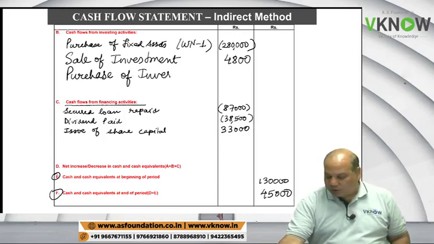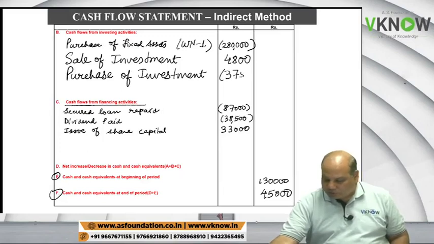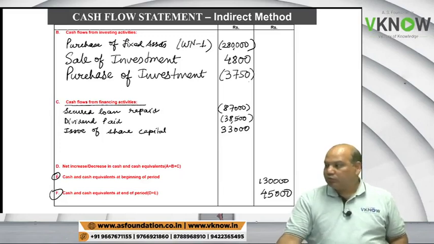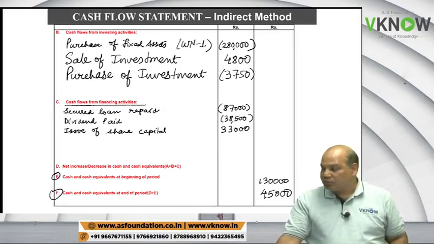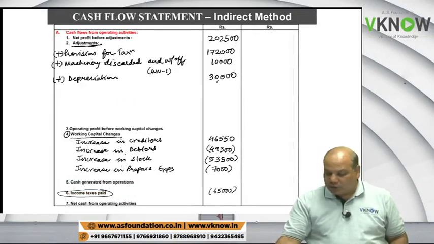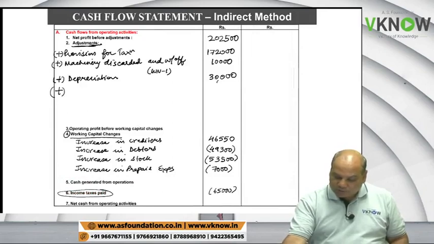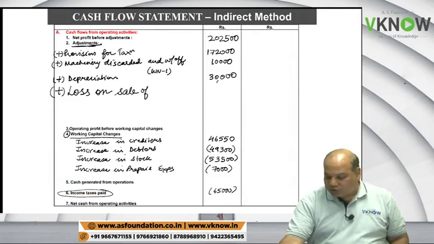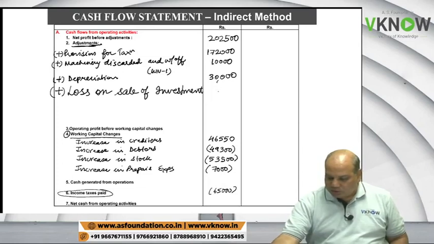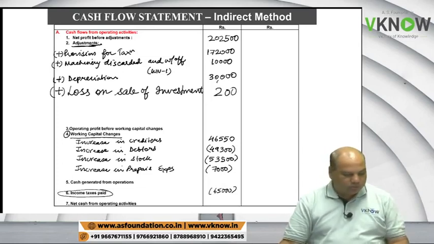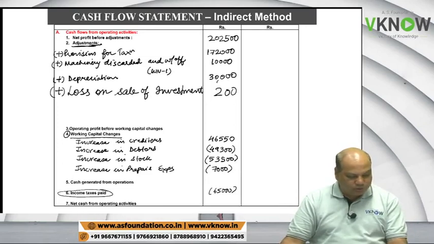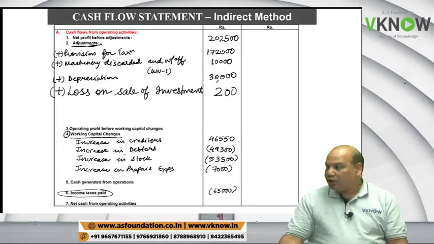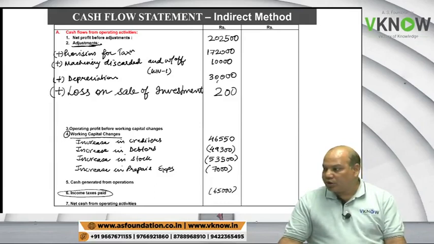Purchase of investment 3750. And one more effect in adjustment, add back loss on sale of investment 200.